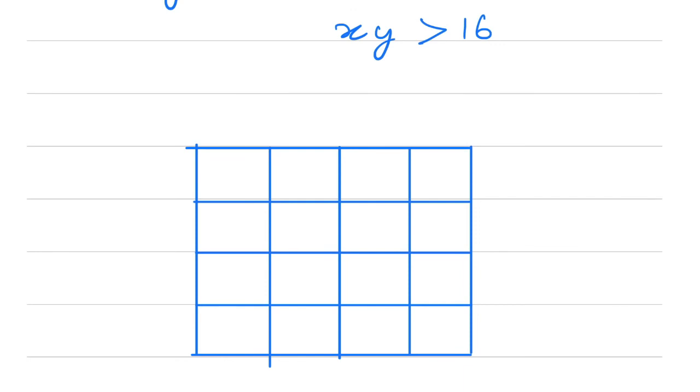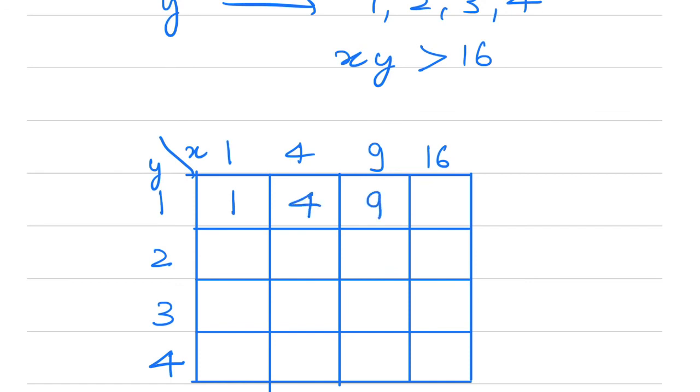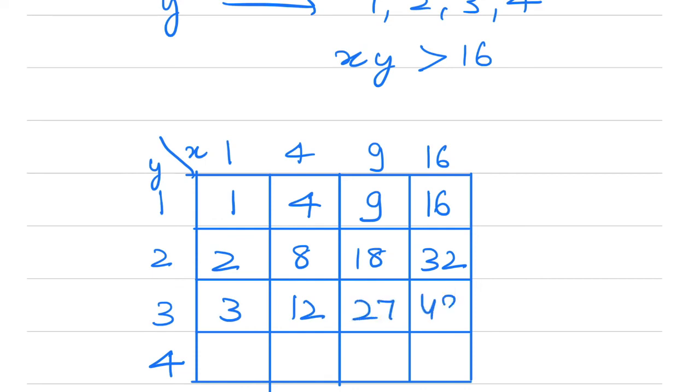So let's see the outcomes here. I can write down the values randomly selected from 1, 4, 9 and 16. Here I can write down 1, 2, 3 and 4. These are the values for x and these are the values for y. Let's find out the product. So 1, 4, 9 and 16. This would be 2, 8, 18, 32, then 3, 12, 27 and 48. This would be 4, 16, 36 and 64.